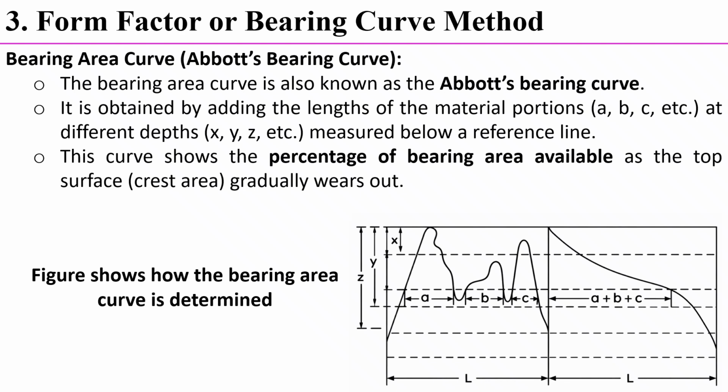So this curve shows the percentage of bearing area available as the top surface gradually wears out. Here we add these lengths A, B, C, so it becomes A plus B plus C. This curve shows the percentage of bearing area available as the top surface gradually wears out. The figure shows how the bearing area curve is determined.